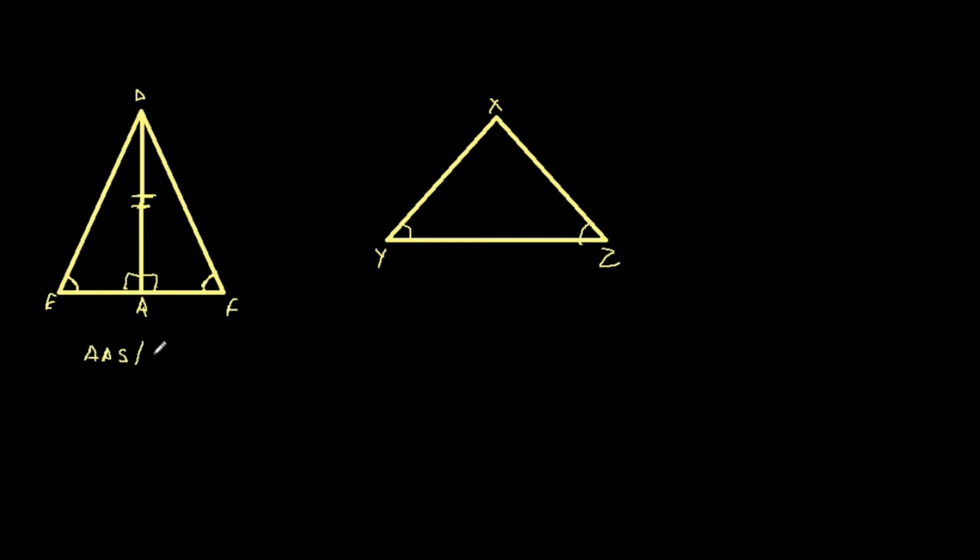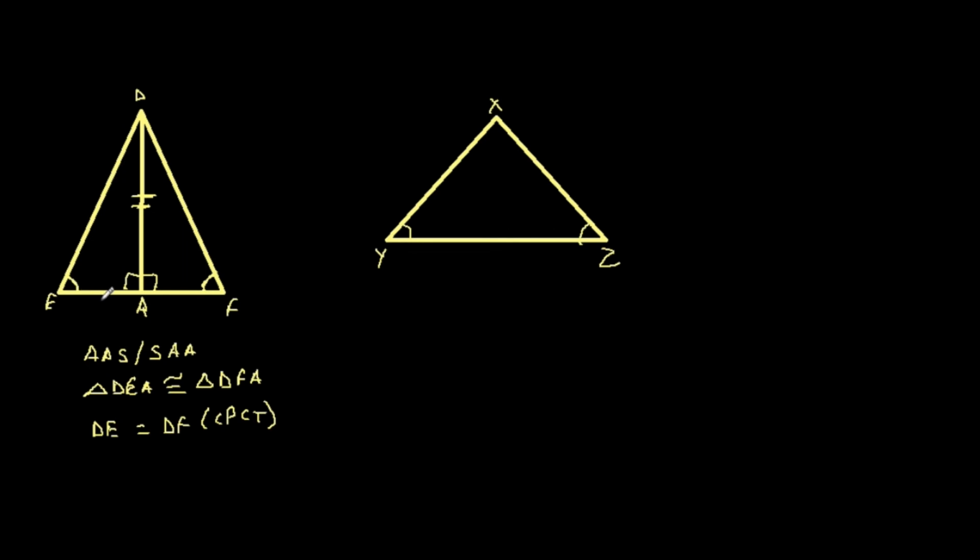Yes, you guessed it right. It is the AAS congruence rule or the SAA congruence rule, whatever way you want to call it. So therefore, by AAS congruency or SAA congruency, we can say that triangle DEA is going to be congruent to triangle DFA. And if they are congruent, then we can easily say that DE is equal to DF, because by CPCT, or corresponding parts of congruent triangles, they are going to be equal.